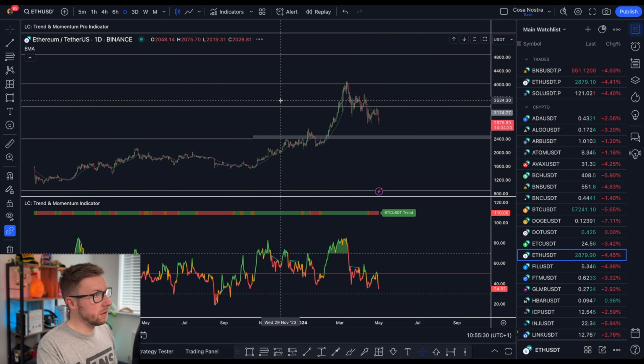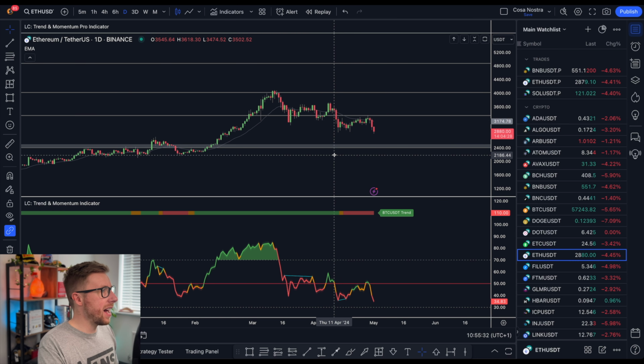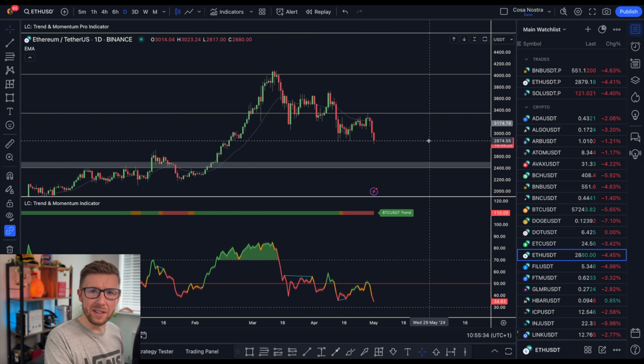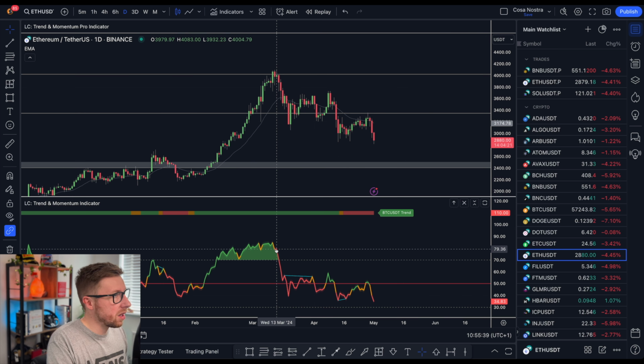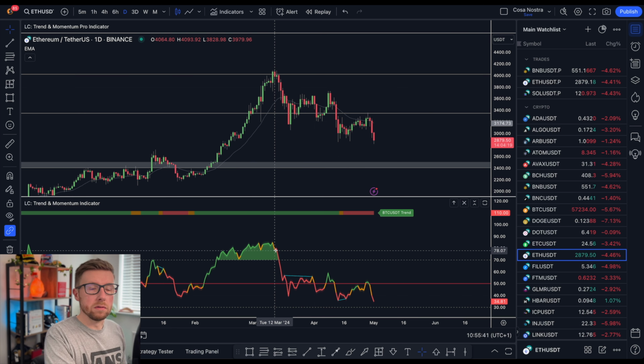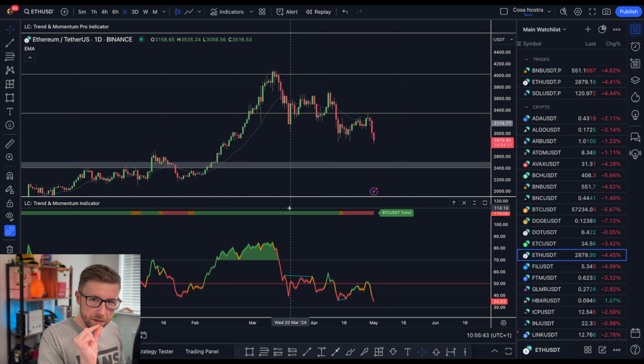When you start seeing, oh, it's looking a little bit weaker at this point, and also, not to mention, this is starting to turn red on the third candle of it rejecting that level on the daily time frame. That is something for you to keep in mind.